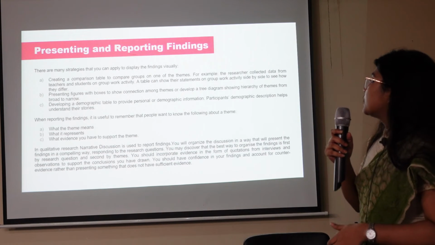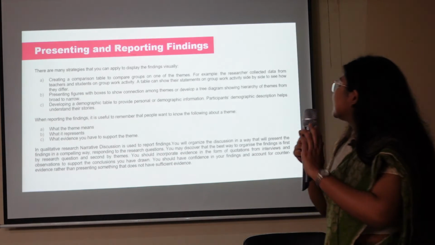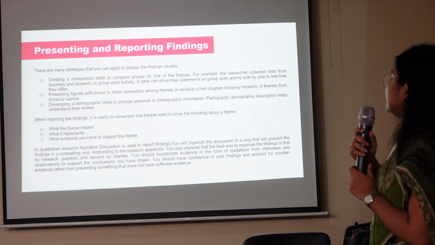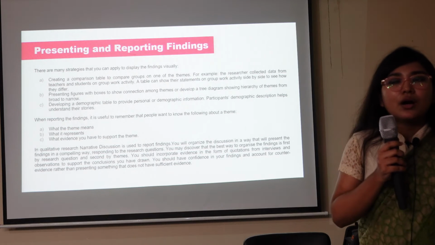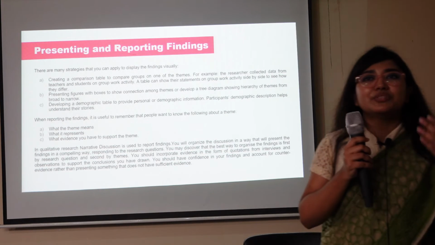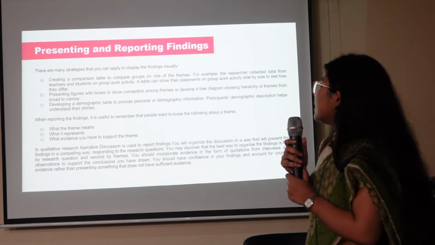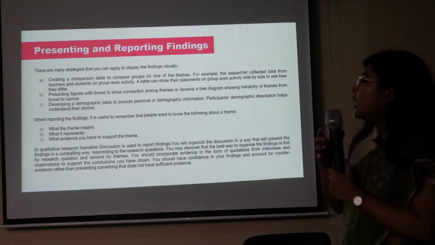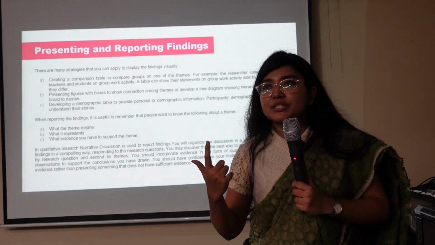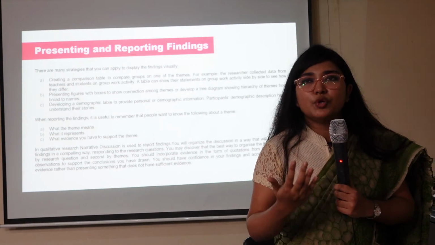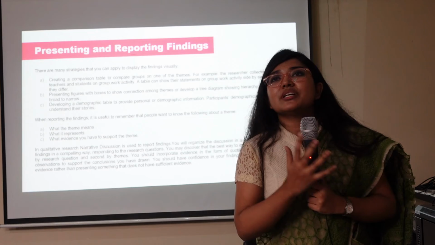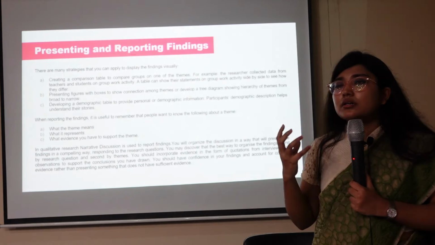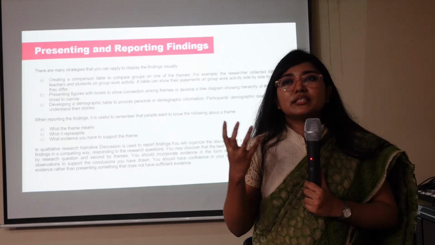Secondly, presenting figures with boxes to show connection among themes, or develop a tree diagram. A tree diagram always looks nice, cute, so you can use that for showing hierarchy of themes from broad to narrow. It is just saying, developing a demographic table to provide personal and demographic information. For example, participants' demographic description, which I said is our personal information, or the views that they share, personal views about that central phenomenon, those are important and crucial to qualitative data. So having a table or a figure depicting that can tell a story.